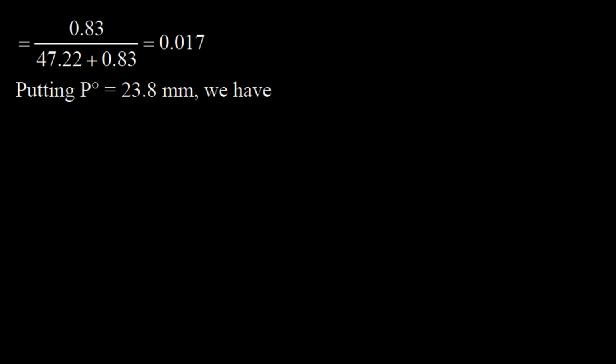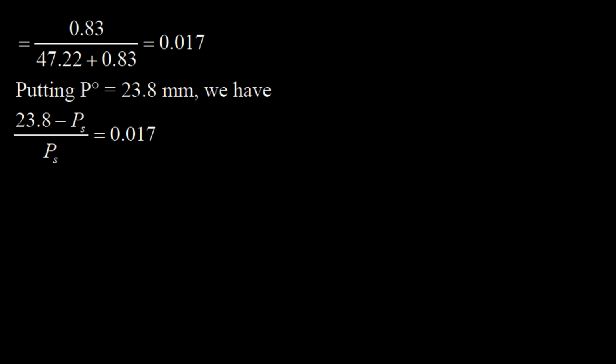So substituting the values, we get 50 by 60, which is 0.83, divided by 47.22, that is the number of moles of the solvent, plus again the number of moles of the solute, 0.83, which is equal to 0.017. Now, P naught, as given in the question, is the vapor pressure of the pure solvent, that is, the vapor pressure of pure water.